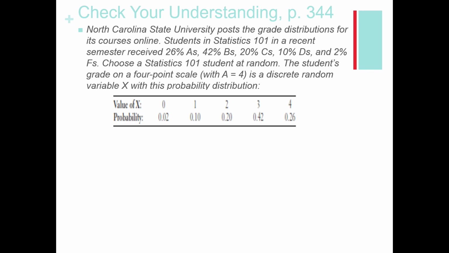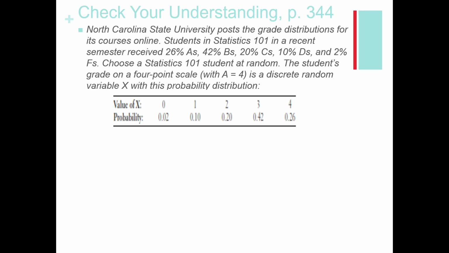Okay, so let's take a peek at this example here. North Carolina State University posted the grade distributions for its courses online. Students in Stat 101, hey, stats, in a recent semester received 26% A's, 42% B's, 20% C's, 10% D's, and 2% F's. So if we choose a Stat 101 student at random, the student's grade on a 4-point scale, with A equals 4, B equals 3, and so on, is a discrete random variable X.